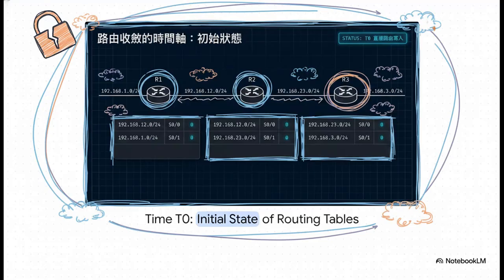To see this hearsay in action, let's look at time t0, the exact moment you power the routers on. Right now, routers R1, R2, and R3 are just isolated little islands. They only know about the networks physically plugged directly into them. R1 knows its left and right cables, R2 knows its own, and so on. Their routing tables are essentially totally blank outside of their immediate physical surroundings.